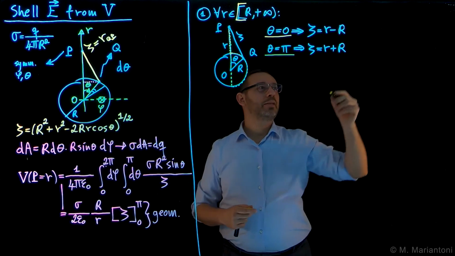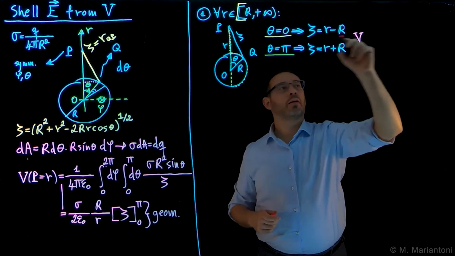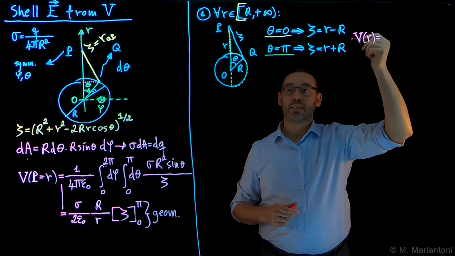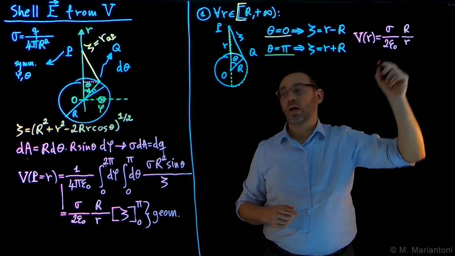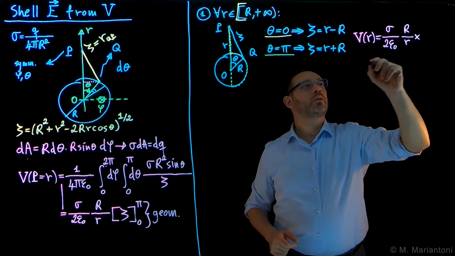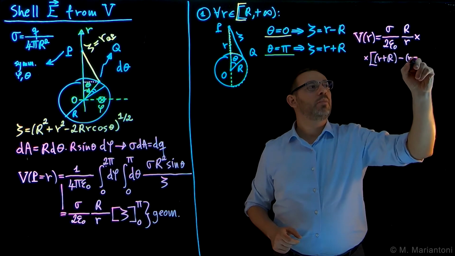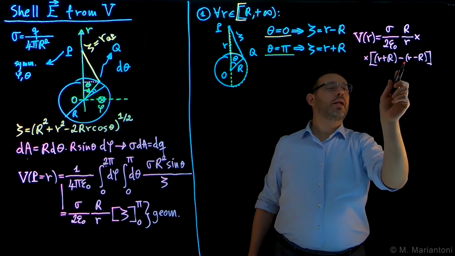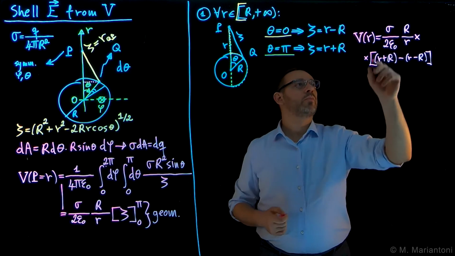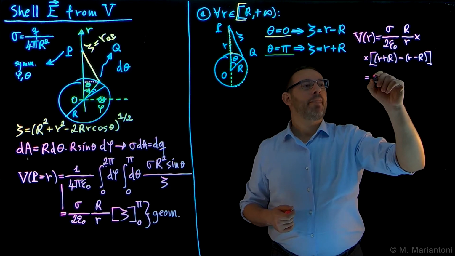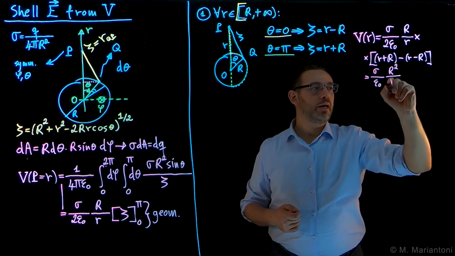So in this case, the electrostatic potential V at any point r of this type is simply given by sigma over 2 epsilon naught, which multiplies capital R divided by small r, as we see here, times small r plus capital R minus small r minus capital R. This is very simple algebra. Small r cancels out. We obtain 2 times capital R. 2 and 2 cancel out. So I obtain capital R squared over small r. So this gives us sigma over epsilon naught times capital R squared divided by small r.